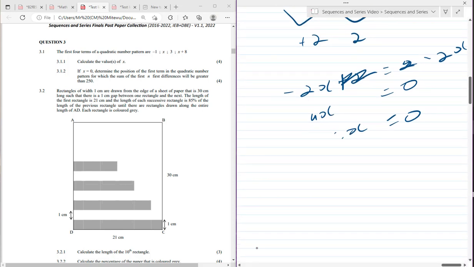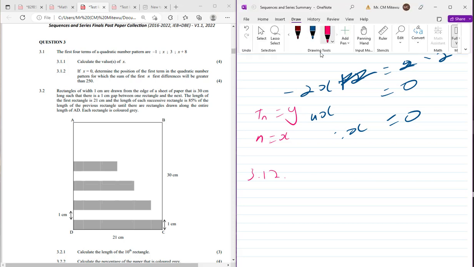Now 3.1.2, if x is equal to 0, determine the position of the first term. Remember, position is your n, tn is the term number. In other words, n is kind of like your x and tn is kind of like your y. If x is equal to 0, determine the position of the first term in the quadratic number pattern for which the sum of the first differences will be greater than 250. This is a bit of a mouthful, so we'll read that again.